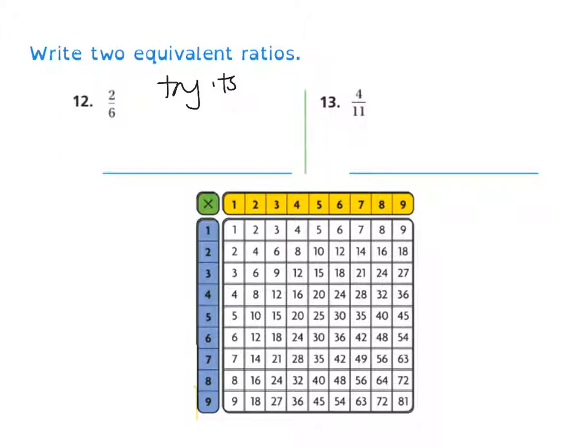All right, so here's two try-its. Instead of listing it as a table, it just listed it as a fraction. But you can still use the same strategy to find two equivalent ratios. Go ahead and try it on your own.